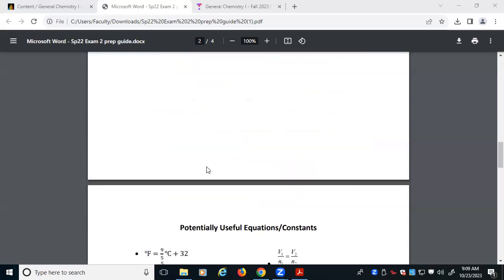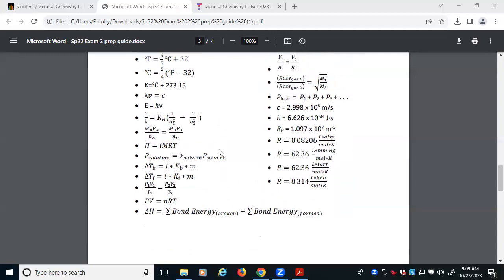So that is the write-up here. This will be your equation sheet. Very similar to the equation sheets you've been using for all of the quizzes for the first exam. And I will be supplying you with a periodic table as well, although that periodic table will not be bundled into the exam this time.